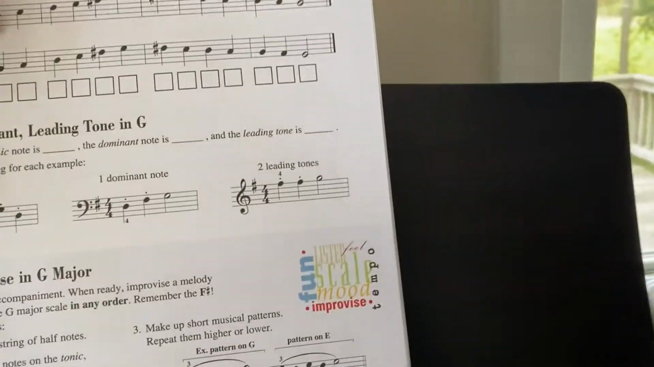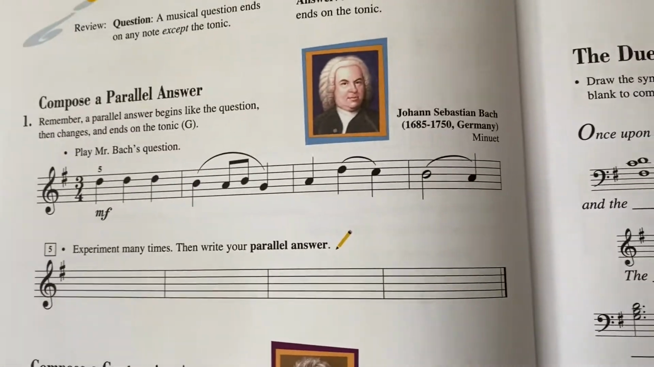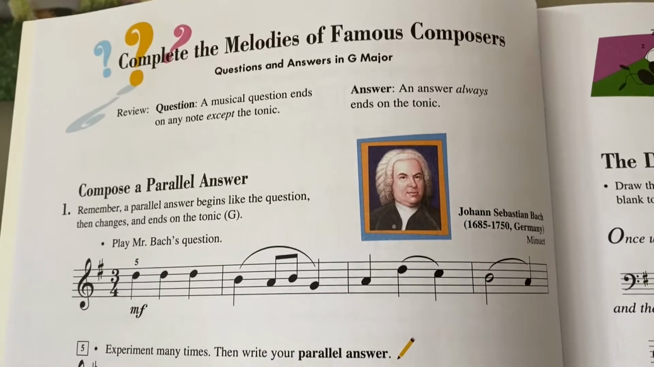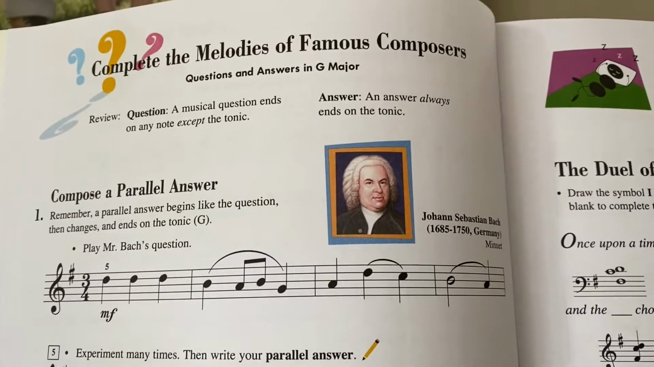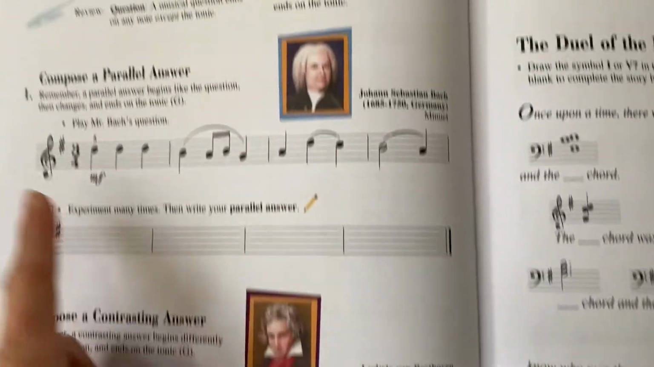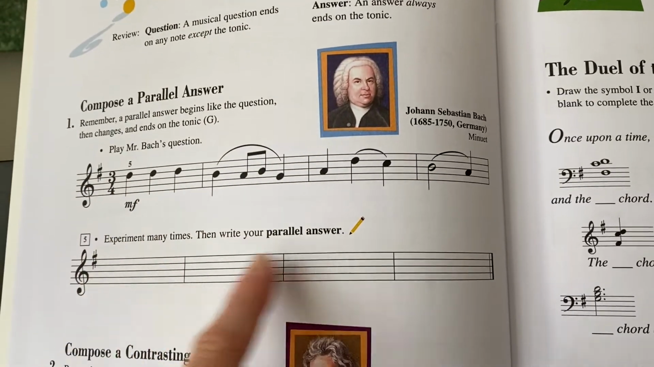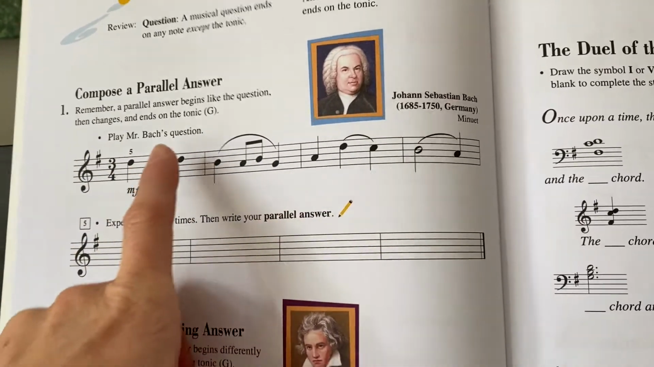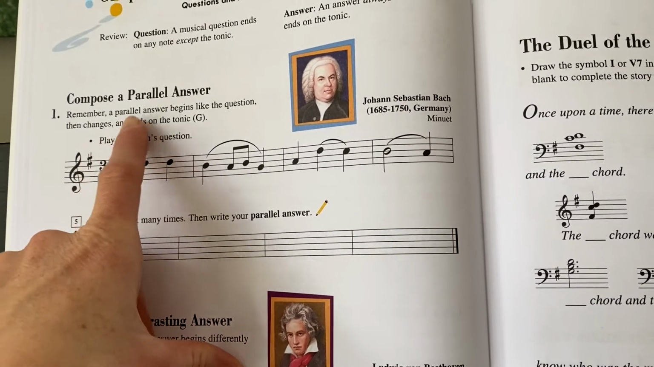We have one more page here in our theory book before we move on. Again, this is very familiar. We have a page earlier that's just like this. We're going to be talking about famous composers, Bach and then Beethoven. What you're going to do is write the answer to their question. The first one wants you to do a parallel answer.